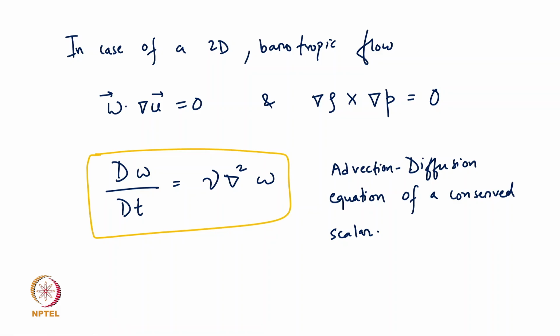However, if the fluid is baroclinic, one component of gradient of rho cross gradient of p will contribute to vorticity. So this is again for you to make sure that this is what happens.